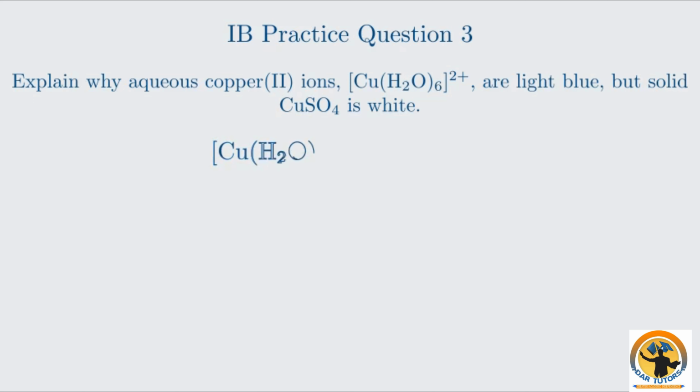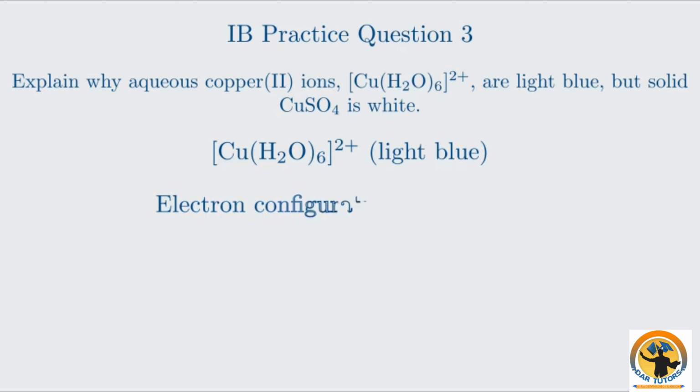The light blue color of [Cu(H2O)6]2+ arises because it absorbs specific wavelengths of visible light, its complementary colors, and transmits the blue light that we see. This absorption of light is possible because copper-2, with its 3d9 electron configuration, has an incompletely filled d sublevel.